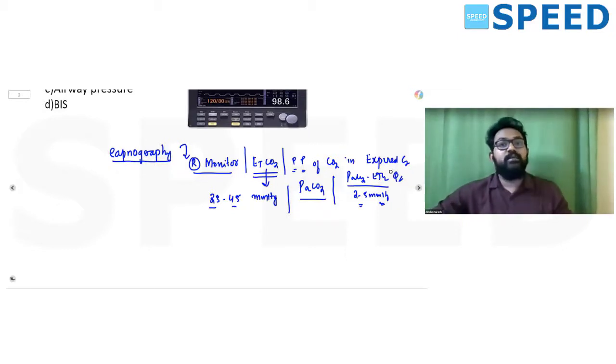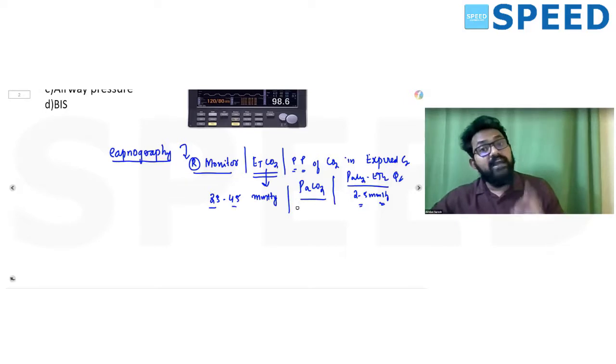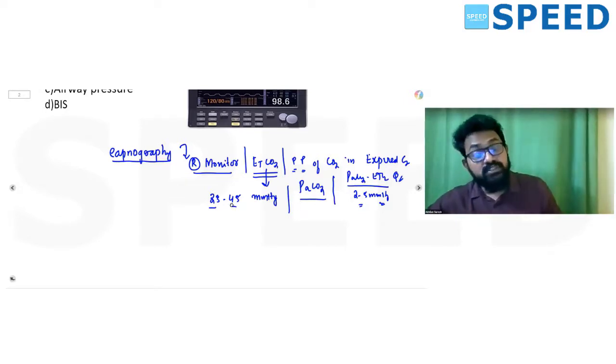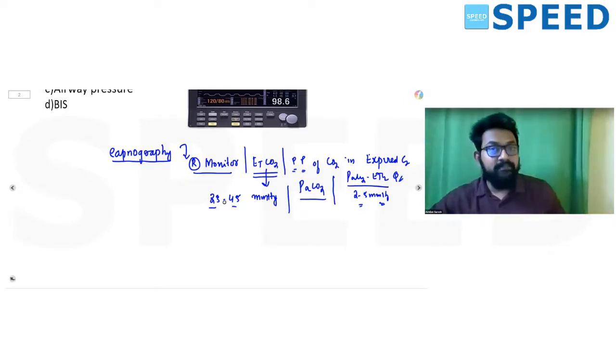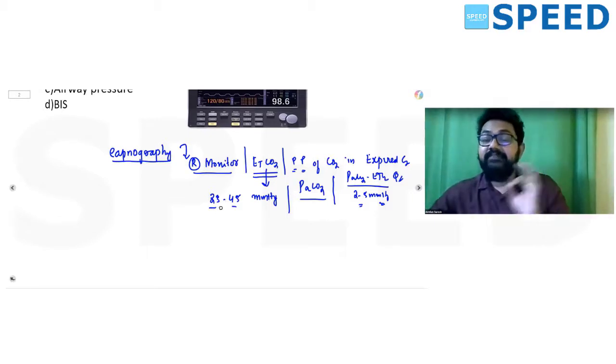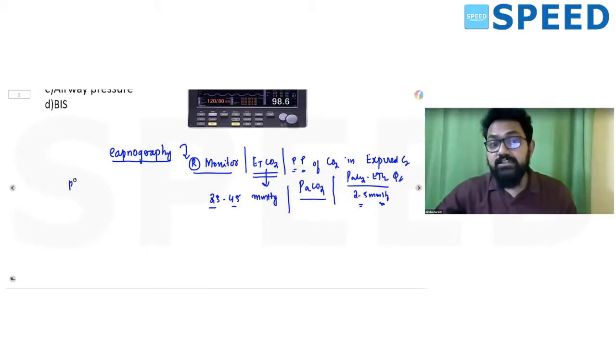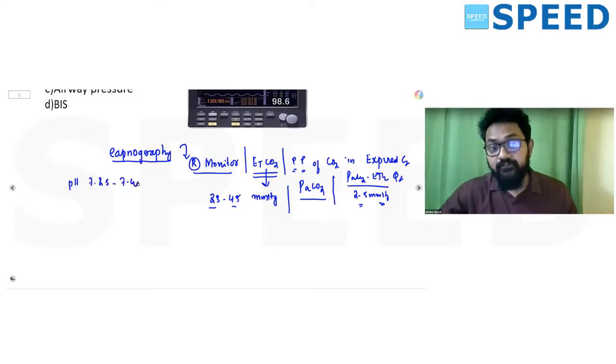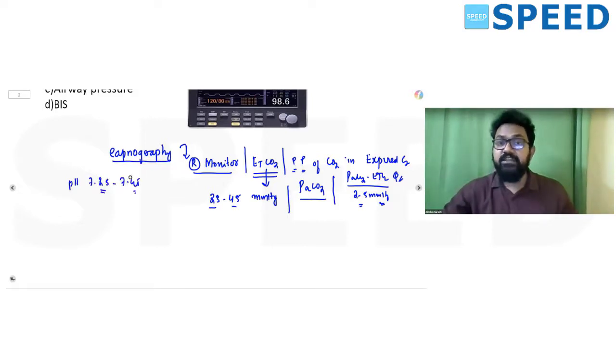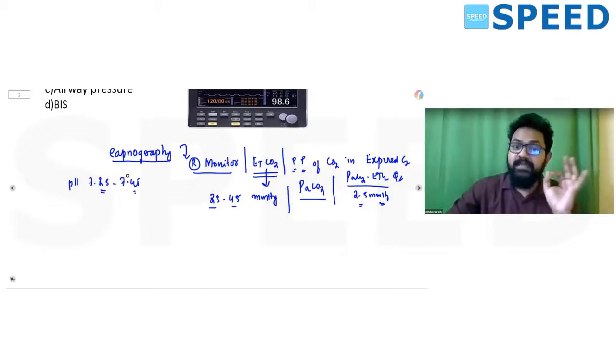Okay, so the normal value is 35 to 45. The normal value of PaCO2 is also 35 to 45. Please do keep that in mind as well. Remember that this 35 to 45 is important because the normal pH of your body is also 7.35 to 7.45, right? So there is a 35-45 relationship here as well. So please do remember 7.35 to 7.45.